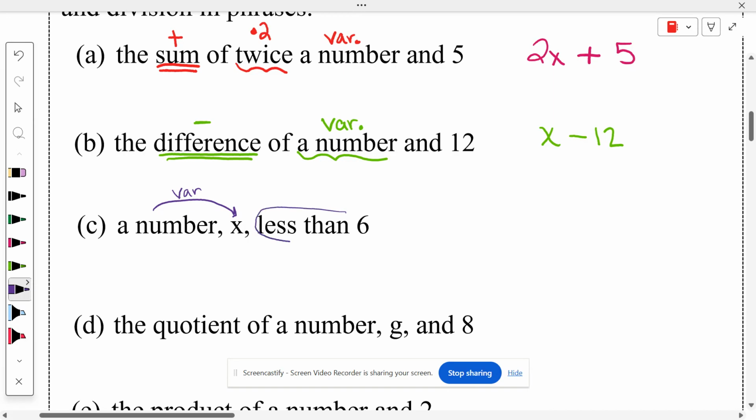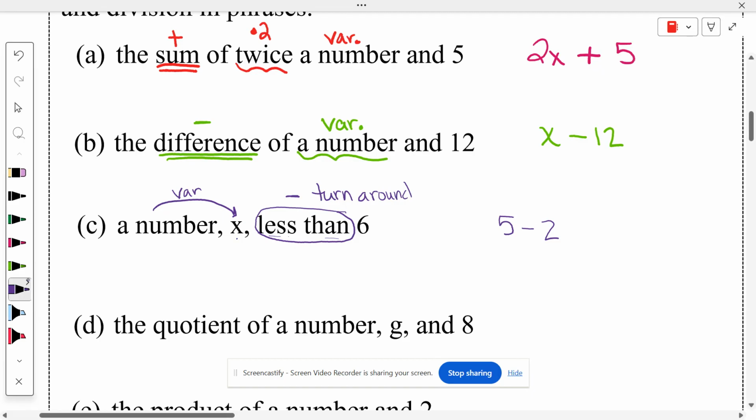Less than. This means subtraction, but it's a turnaround word. Here's how I want you to remember that. If you have 5 pieces of candy and I have 2 less than you, 2 less than 5. Well, 2 less than 5 is 5 minus 2. So when you see that phrase less than, it's a turnaround word.